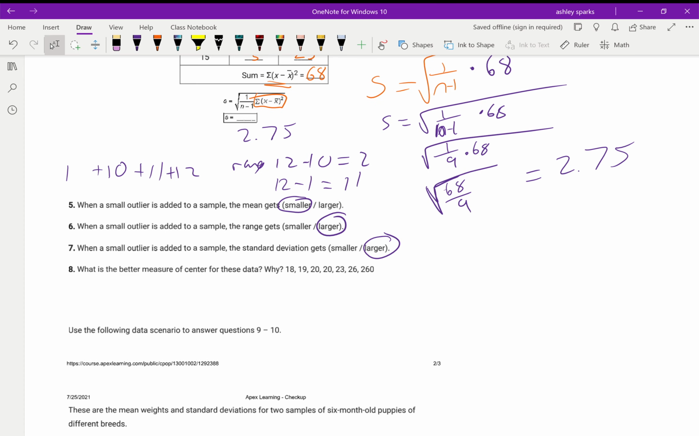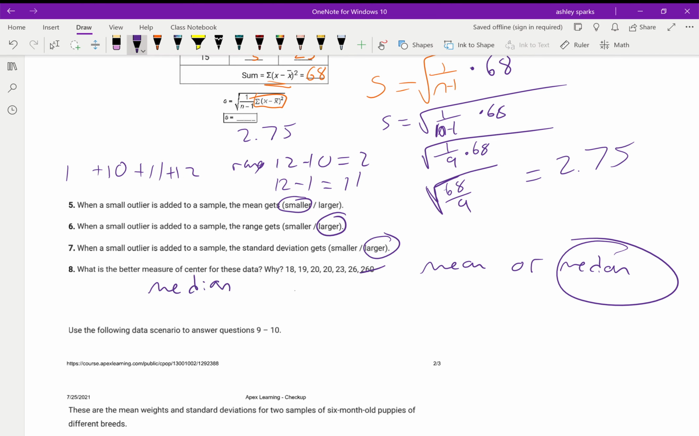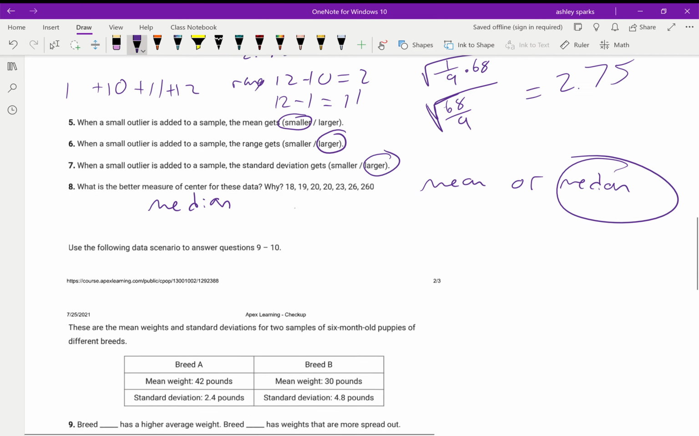What is the better center for this data? So basically the question is, do I want to use the mean or median? Okay. So I have 18, 19, 20, 20, 23, 26, and 260. So this is an example where you have a very extreme outlier. When we have an extreme outlier, we want to use the median. Because what the median does is it gets rid of that outlier. So it really helps us focus in our data and not get skewed by something so large. So when you have a really big or a really small outlier, use the median. It's the better center of your data.